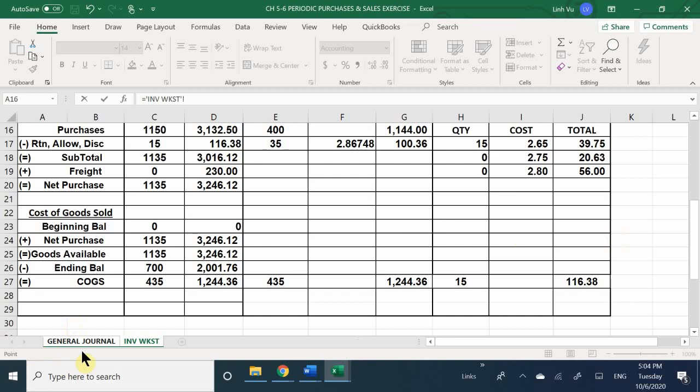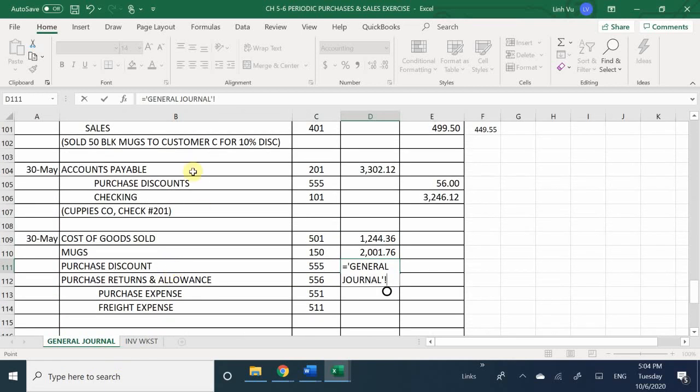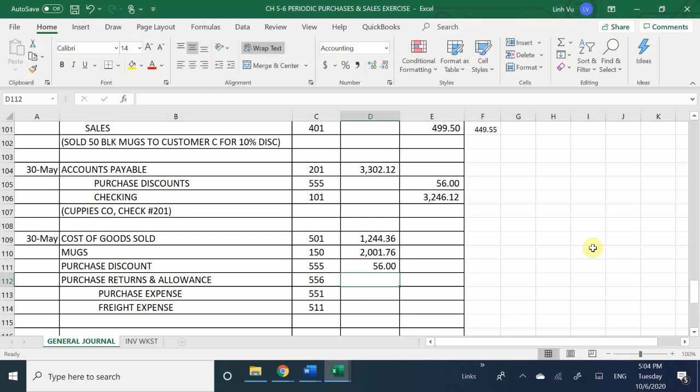Okay, so let's look back in my journal. Maybe that will help you better. Right above it, how much did I actually have my purchase discount for? Oh, the $56. Just the $56. So the 50 that we kept, that we got a discount on, that doesn't count? I did the $20.63 and the 56, so those aren't both discounts? No, because remember, the $20.63 we treat as an allowance.